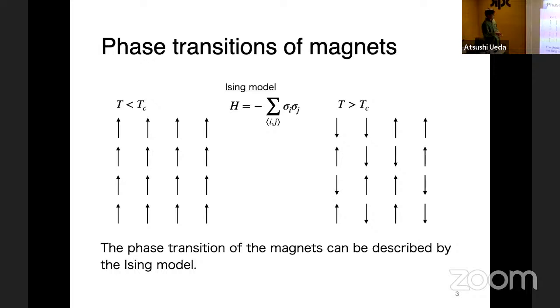The Hamiltonian is expressed as this. This model has a phase transition because energetically, two spins are aligned together, but entropically, it should be random. So there should be some finite temperature that causes the phase transition. This is a really famous model to describe magnets in the simplest case.